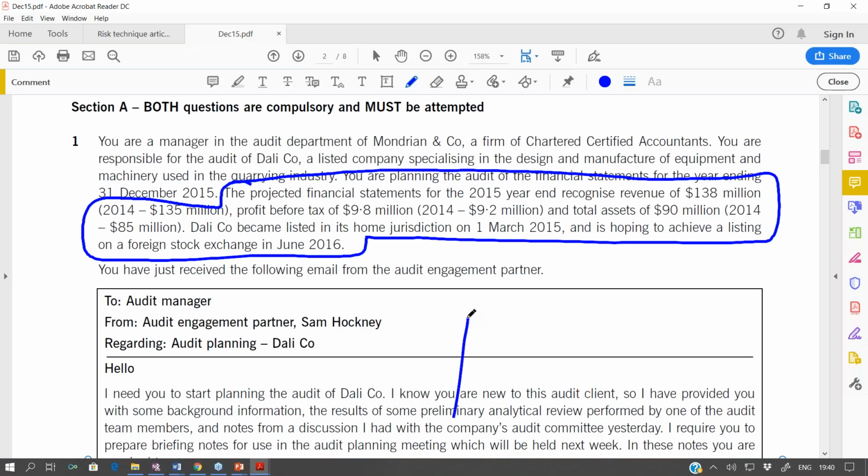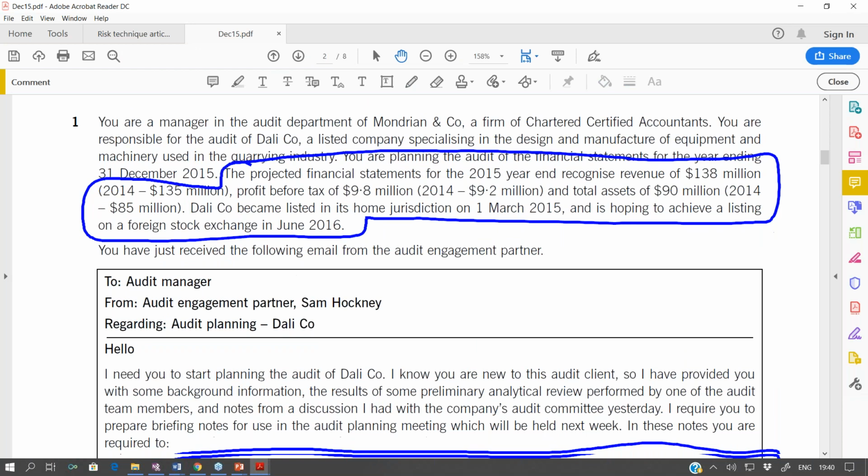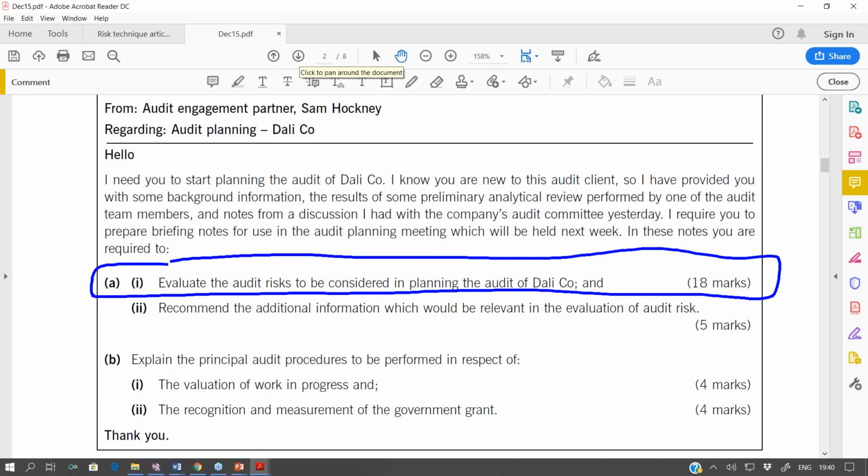You will go down and you will see the email of the partner. And in the email of the partner, you will see that the partner will say, prepare briefing notes for my use. That is a common thing in question number one, that you have to prepare a briefing note. So let's prepare that as well, so that you have an idea of that as well. So you're gaining those 4 marks and then the 18 marks, right? So let's do two things, 4 marks and 18 marks. So that's in total the 22 marks, right?